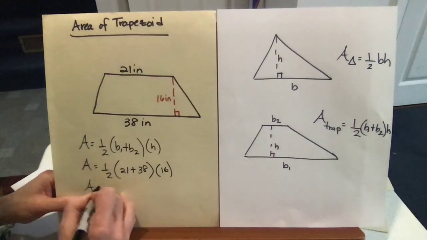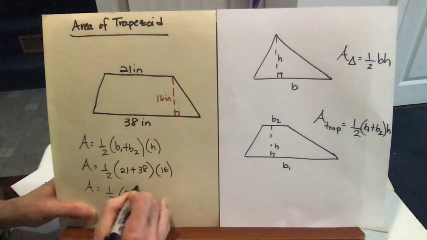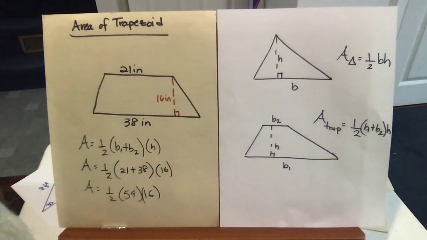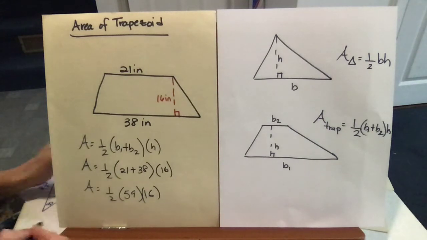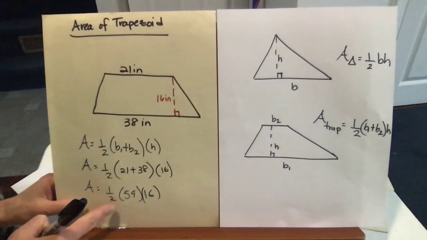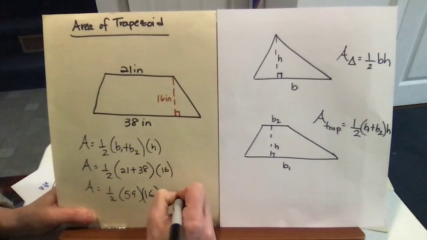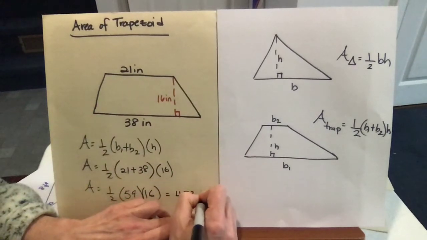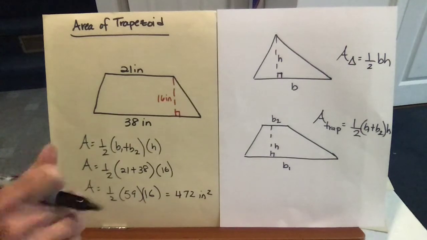Okay, so area equals half of 21 plus 38 is 59, times 16. You could take half of 16, which is 8, and 8 times 59 is 472, or you could just take half times 59 times 16 in a calculator, and you'll get 472. And since we do have a unit here, inches, it's inches squared. And that's how you find the area of a trapezoid.